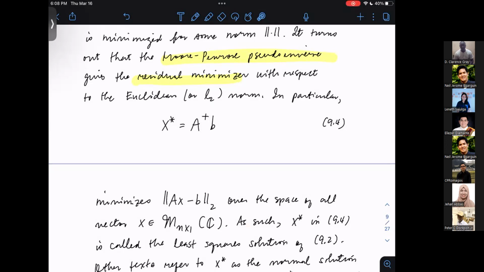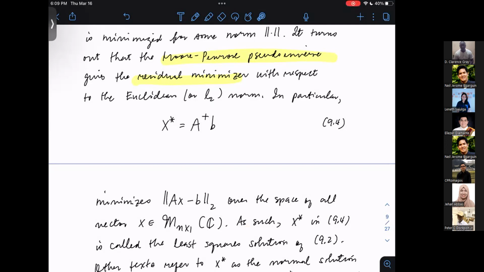Now, what will happen again if A is invertible? If A is invertible, then the system will have a solution. Will this still work? Because again, we said that the pseudo-inverse is the generalization of the inverse of a matrix. A plus will be equal to A inverse whenever A inverse exists, right? Now, the answer is yes. The least square solution will still be the unique solution, right?